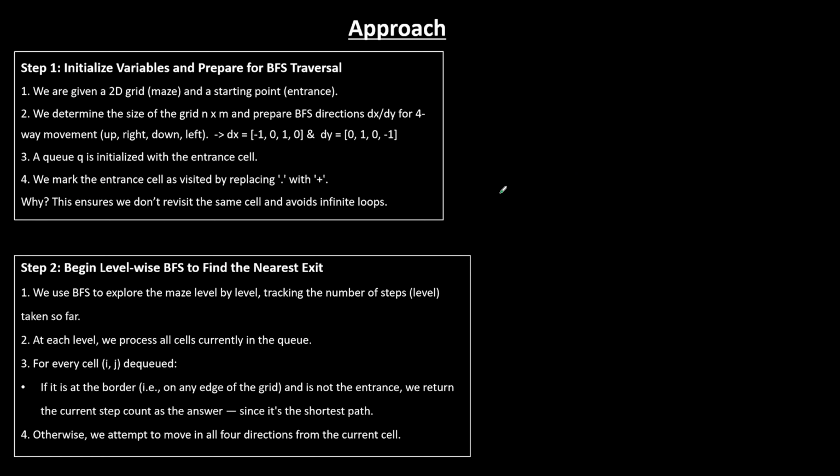Now, since we got the intuition of the problem, let's look into the approach, how we're going to solve it. Step 1: Initialize variables and prepare for BFS traversal. We are given a 2D grid and a starting point, right? And we determine the size of the grid and prepare BFS directions. Now, here dx, dy for four-way movement: up, right, down, left. So dx means x-axis, dy means y-axis.